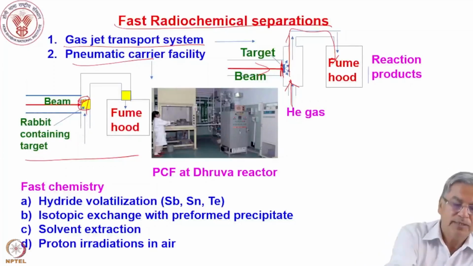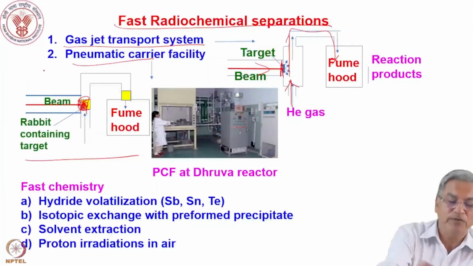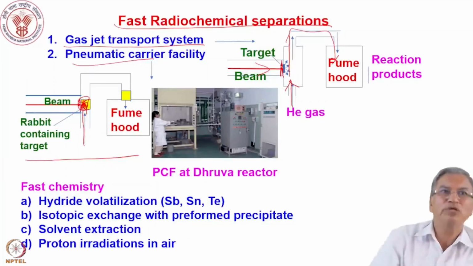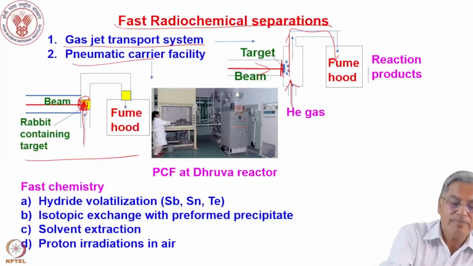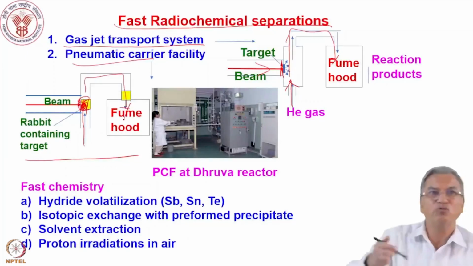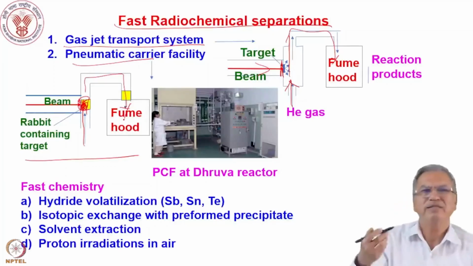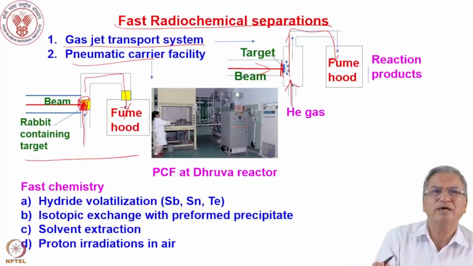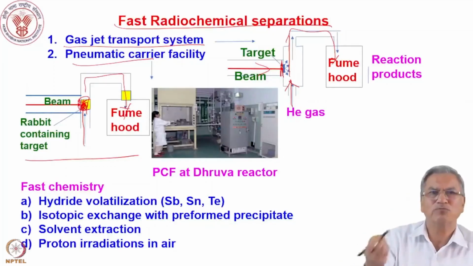The target is not fixed in the beam; you irradiate the capsule, which contains the target, like in a reactor where neutrons are everywhere. You have a pneumatic tube through which you take the capsule in, irradiate for some time, and later carry it to the fume hood. You break open the capsule, and the target is present in the capsule. You can separate the reaction product from the target.